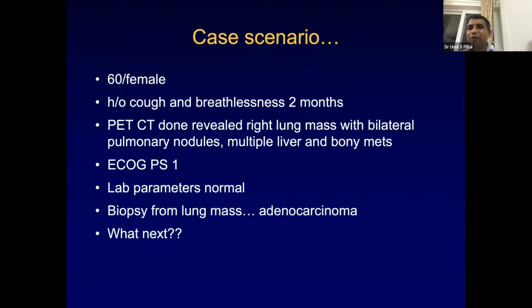Sir, can you repeat the question one more time? Yeah. So you have a stage 4 non-small cell lung cancer patient. The biopsy has come as adenocarcinoma. What is the path you follow for doing the molecular testing?